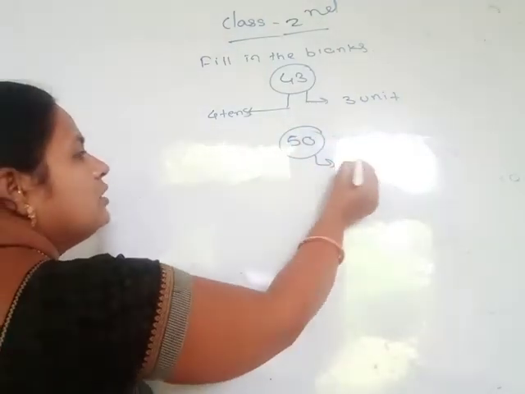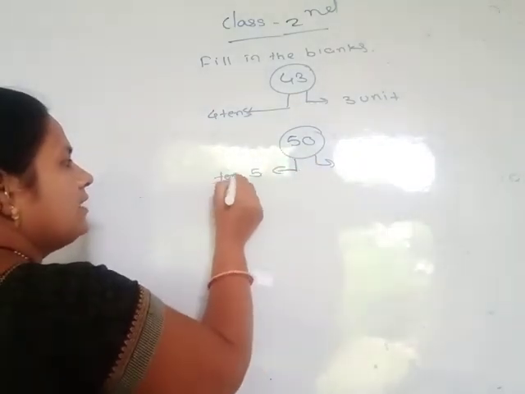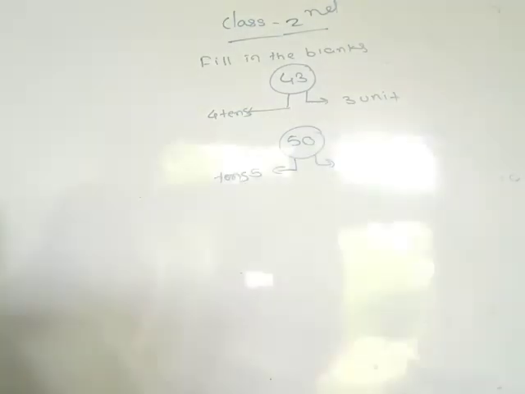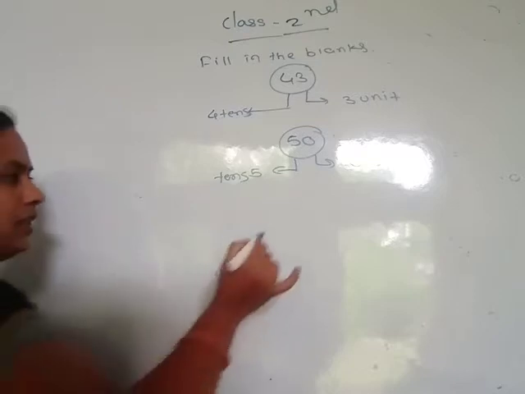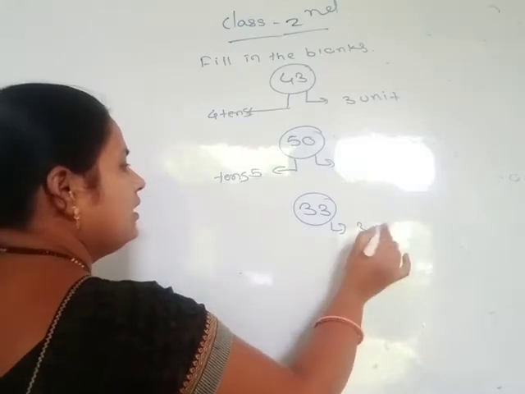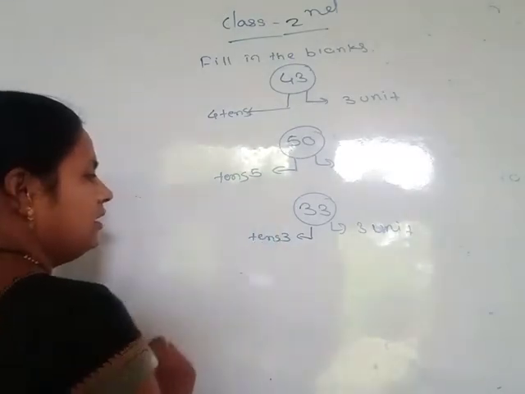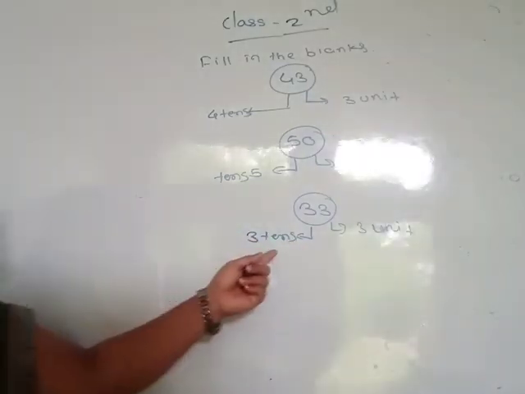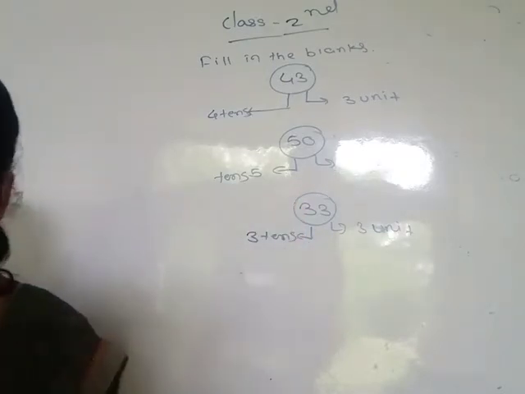Second number you see here, 50. Then here write 0 unit, and 5 in the tens place. 5 tens means 50. Then 50 plus 0, in unit place the value is 0. Then 50 plus 0 is equal to 50. Then 33. 33 means 3 units and 3 tens. 3 tens means 30 and this 3 unit means 3. Then 30 plus 3 is equal to 33.